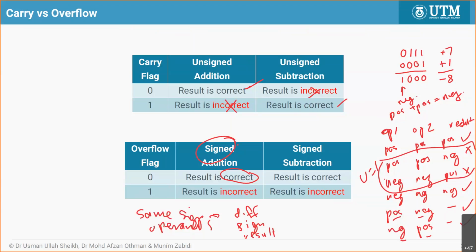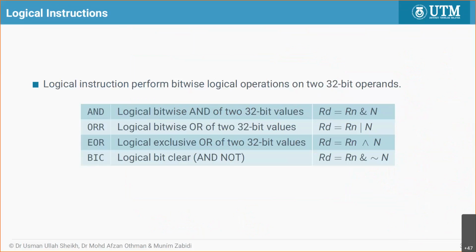Just like here, the carry bit is reversed. For sign subtraction, the condition for getting the overflow is also reversed. Okay, cannot stay too long there because there's a lot more instructions to cover.